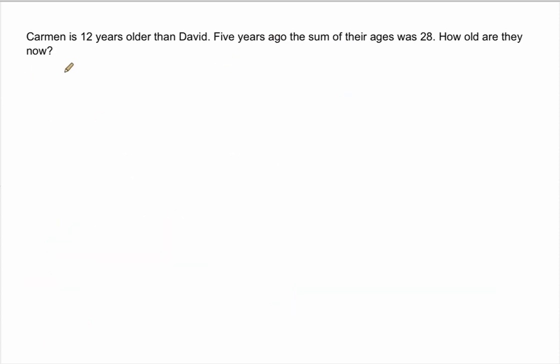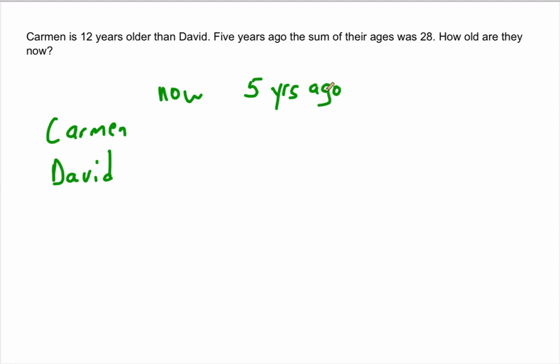Carmen is 12 years older than David. 5 years ago, the sum of their ages was blah, blah, blah. So the first time I read through the problem, I'm looking for time zones. So we have Carmen. We have David. The time zones is, so we're talking about now, and we're talking about 5 years ago. 5 years ago. So there's our chart here.